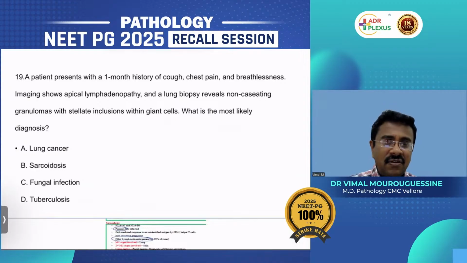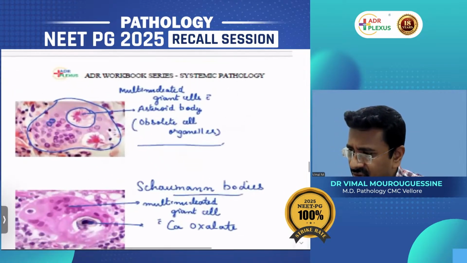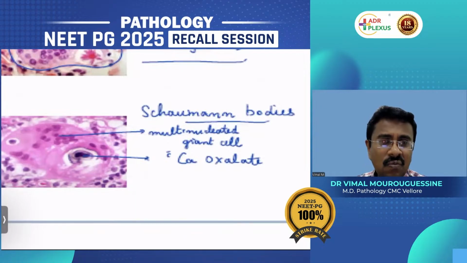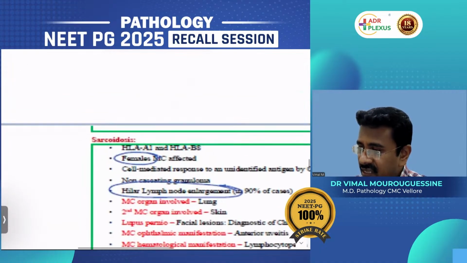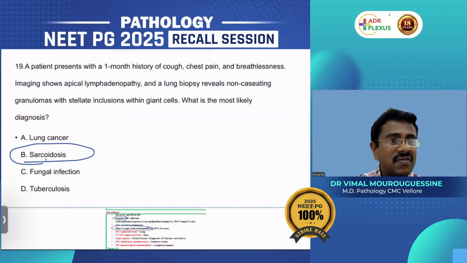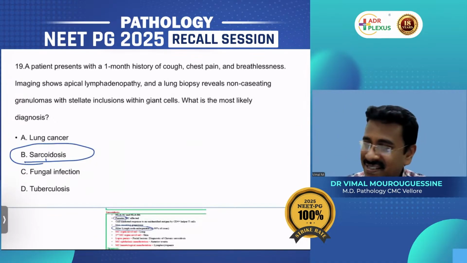Moving on to the 19th question. Patient presenting with a history of cough and chest pain, and the very characteristic key word given was non-caseating granulomas with stellate inclusions within the giant cells. Guys, do you remember when we discussed sarcoidosis, we discussed these stellate bodies, the asteroid bodies, which are nothing but obsolete cell organelles, along with Schaumann bodies with calcium oxalate crystals. So this is characteristic of sarcoidosis. The asteroid bodies are seen in sarcoidosis, so with that history we are making a diagnosis of sarcoidosis.